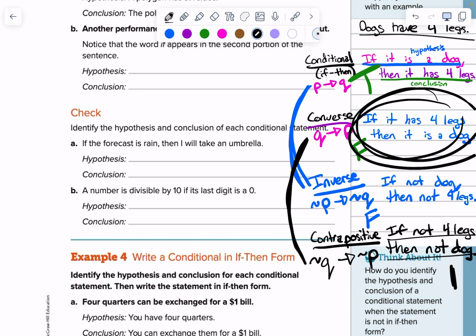True. Got it? Maybe it's a bird with only 2 legs, or maybe I have a snake and it doesn't have any legs at all. Or a child, or a hippopotamus. Does this make sense? We're just looking at all of the options and reasoning through them.